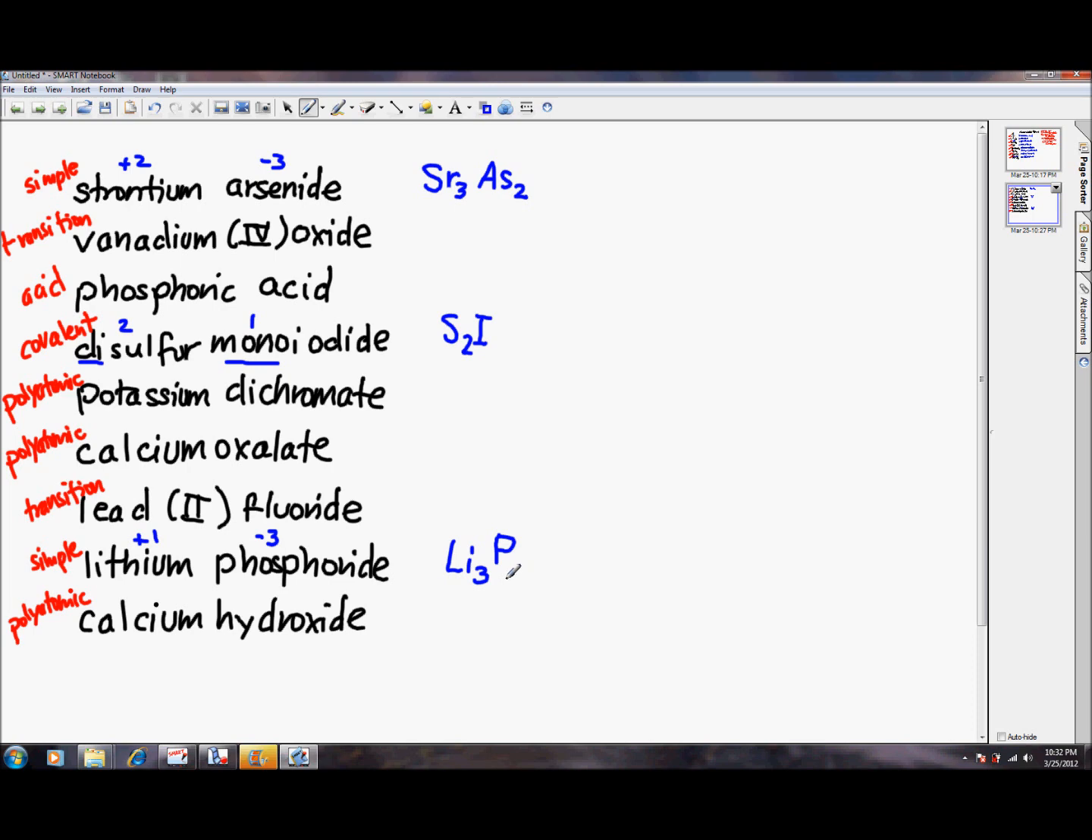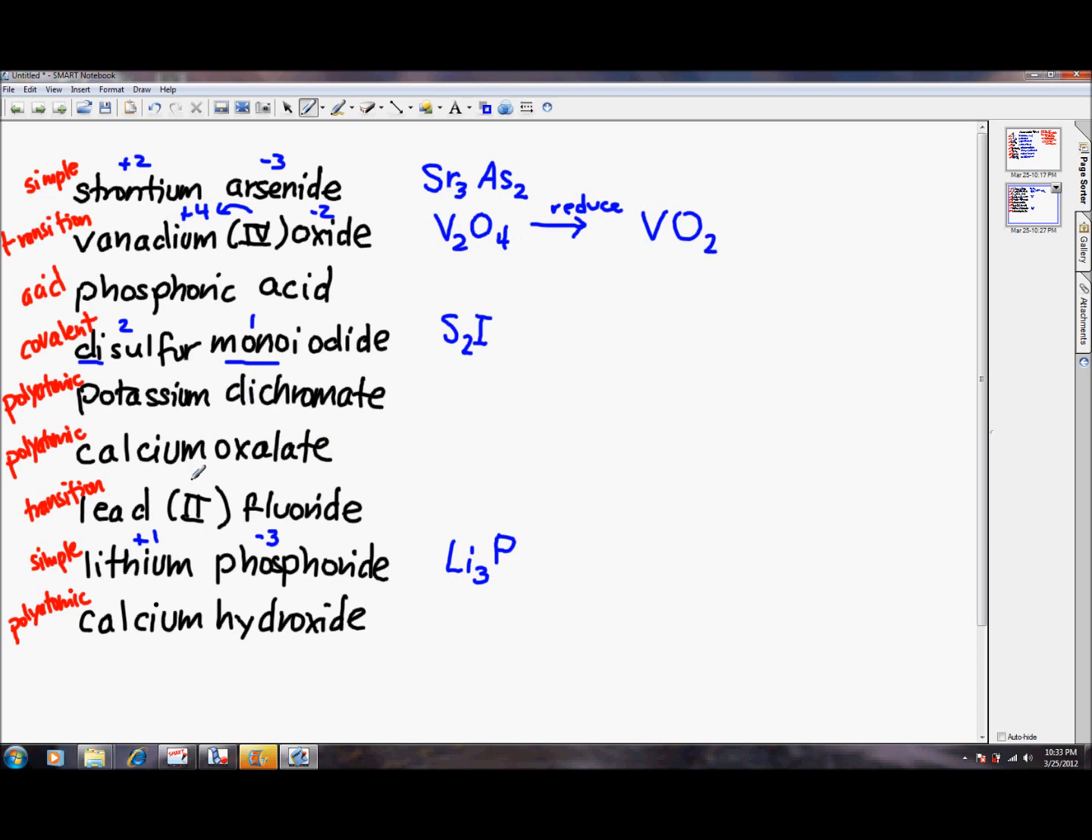Alright, let's do the transition metals next. Remember, this tells you that the oxidation number for vanadium is positive 4. Look up oxygen on the periodic table, it's negative 2. When I write these, it's going to be V2O4. Now if you ever run across this, you have to reduce it. Think of it like a fraction. 2 to 4 can be reduced to 1 to 2. So this is actually VO2.